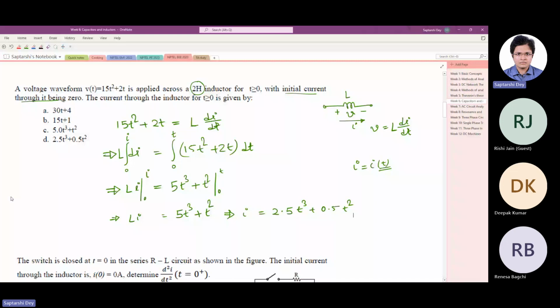Deepak, I can see you are unmuting yourself, but I can't hear anything from you. Are you saying something? Okay, if there is no doubt in this question, we will go to the next question then. If there is something, Deepak, you can write in the chat.